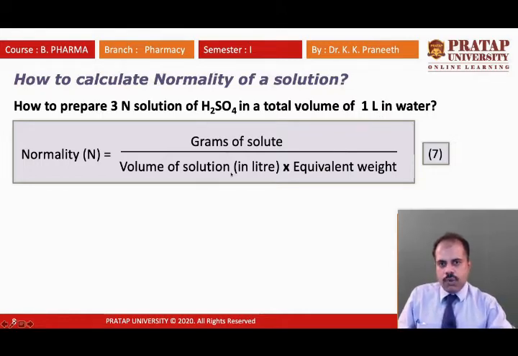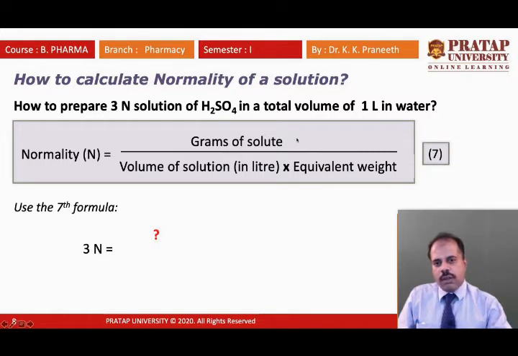Of course, use the same formula and see how we can calculate. So what we need is to make a 3 normal solution, right? I have given it here. This is in the question also. And now we need to find out the number of grams of the solute, which is sulfuric acid here. Volume is given as 1 liter, right? This is the volume. And the equivalent weight we already know. Equivalent weight of the sulfuric acid is 49.